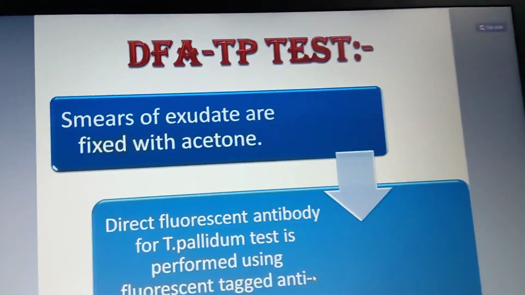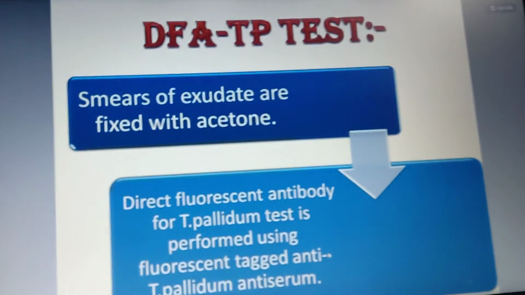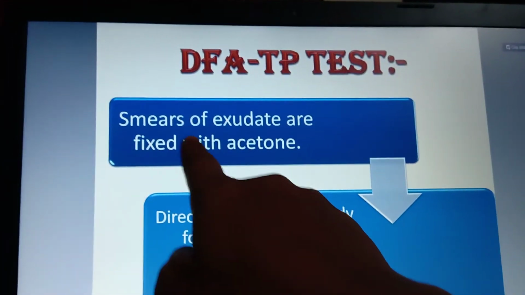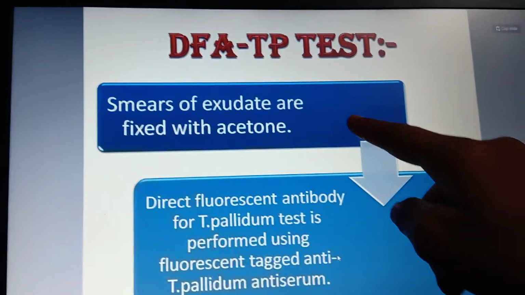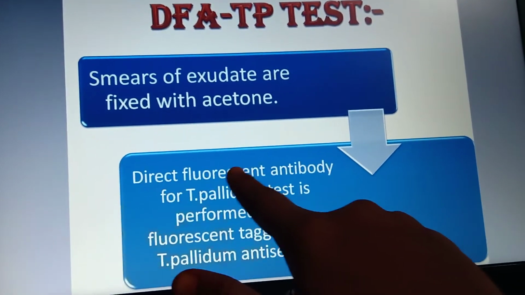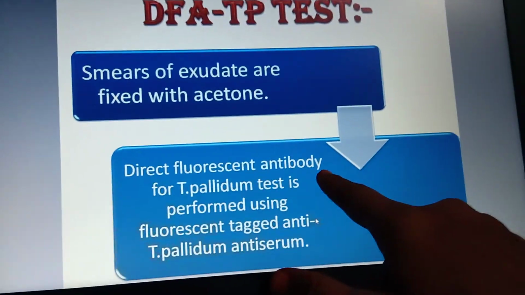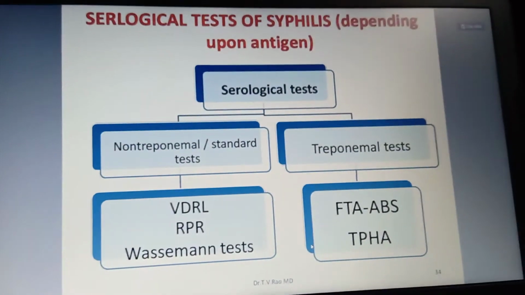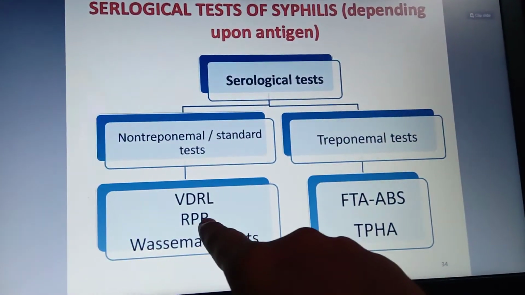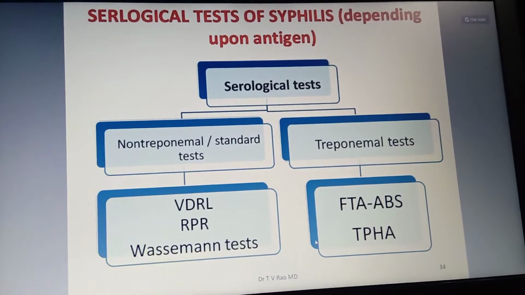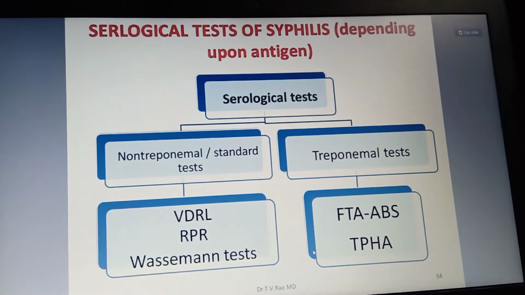Okay, and how are they going to evaluate this? First, the smear they are going to add with the acetone. After that, they are going to check it with the direct fluorescent antibody. Then they are going to add the anti-serum. Later they are going to find out with the VDRL or the RPR test whether it is positive or negative.